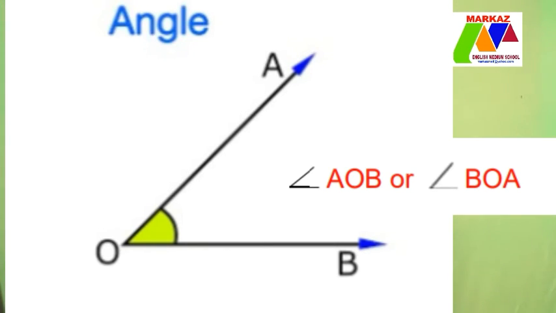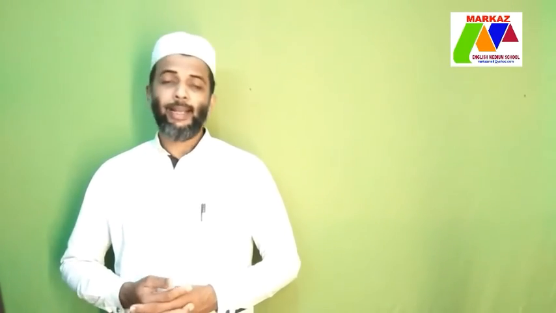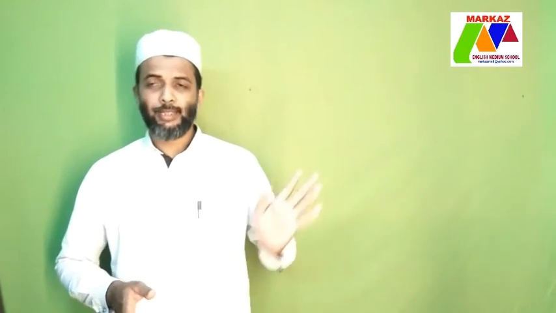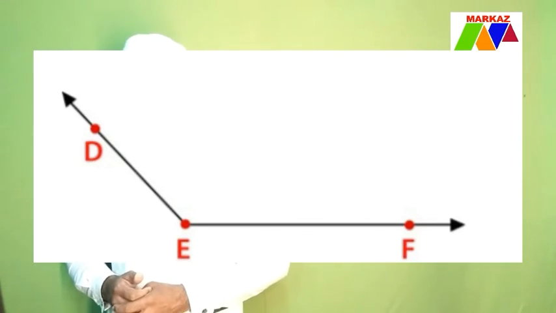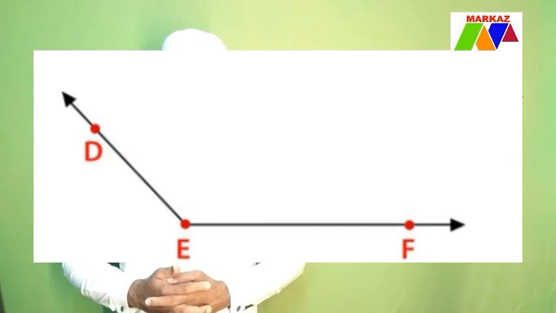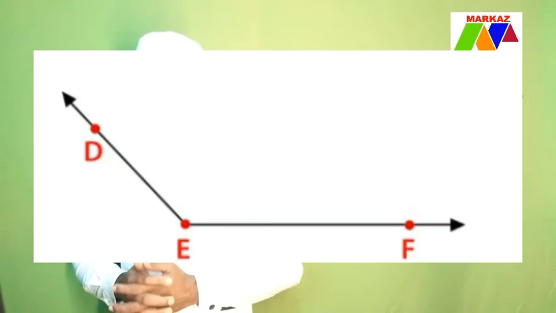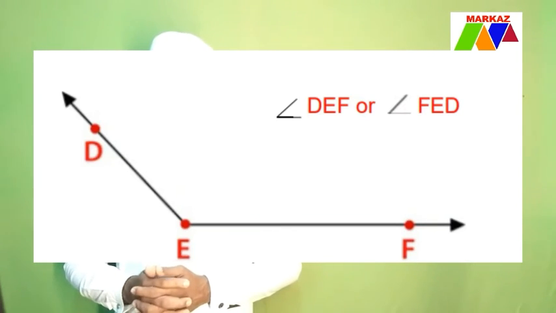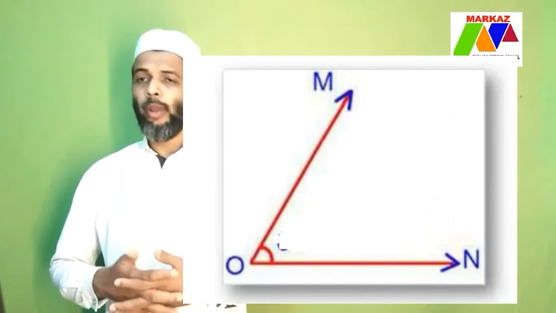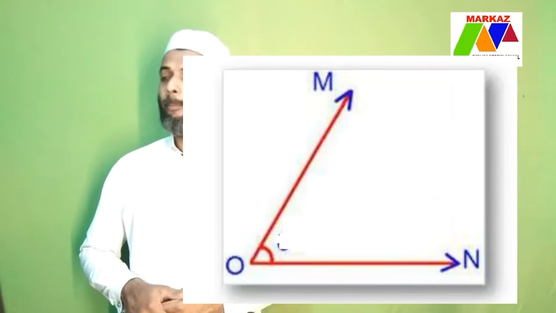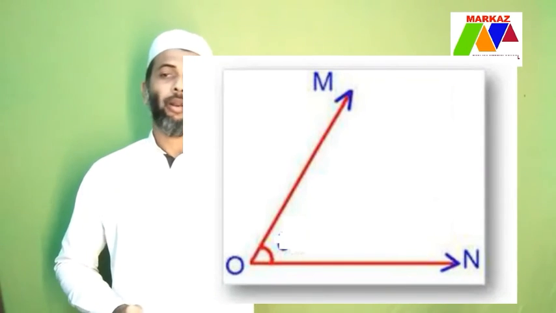Now let us solve a few examples. Read each angle name, the two rays, vertex and angle. Look at the figure on the screen. Draw in your notebook. The two rays are ray ED and ray EF. Point E is the vertex of the angle. Here the angle is DEF or FED. Is it clear? Now let us look at another example. The two rays are ray OM and ray ON. Here point O is the vertex of the angle. Here angle MON or angle NOM.